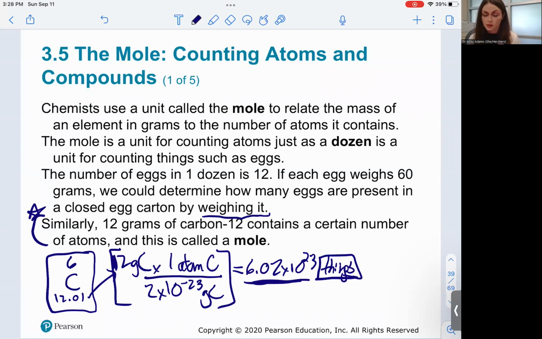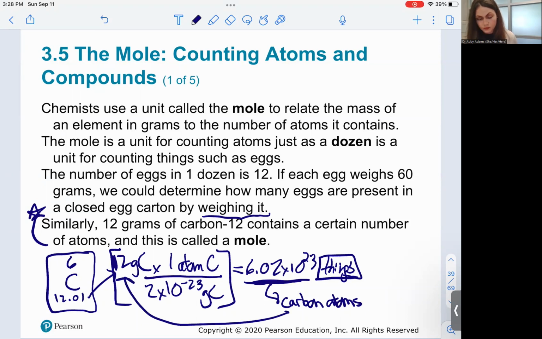We use this number a lot in chemistry. It's a magic number. It's a very special number because we can use it to figure out the number of carbon atoms in 12 grams. 12 grams isn't very much. That's about the size of a AAA battery. So you have this many carbon atoms in 12 grams of carbon, like a bag of carbon, like the bag of M&Ms.